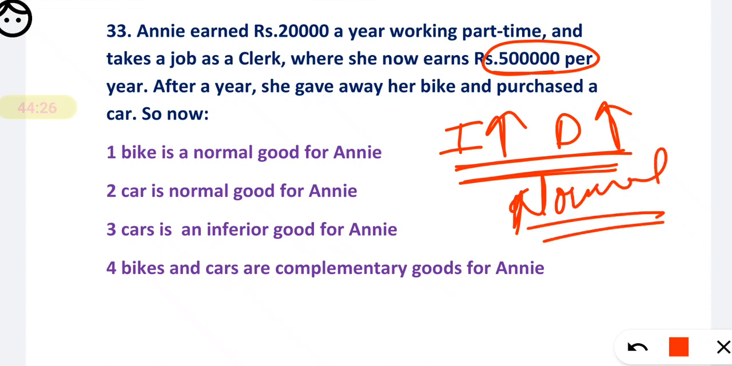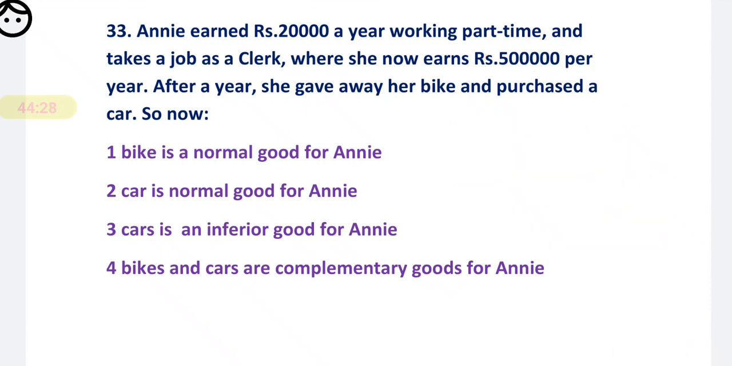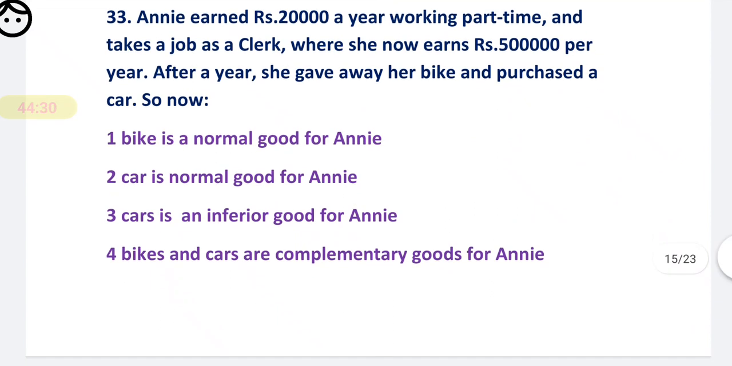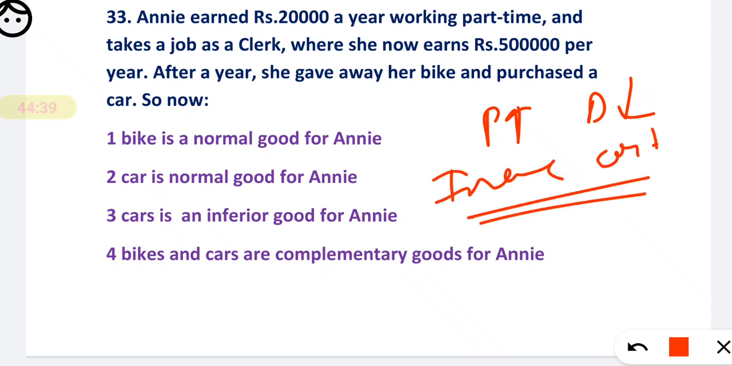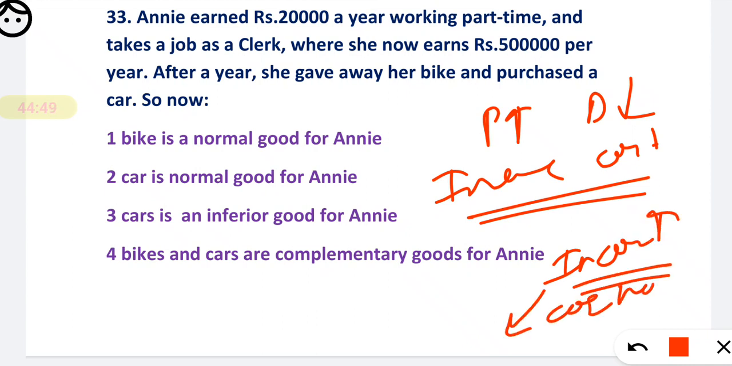Okay, I have told you previously, what is the law of demand? Price increases, then demand decreases, provided income is constant. Those goods are called normal goods. But here in this case, her income has increased, that's why the car will be a normal good to her. Car will be a normal good and the bike will be an inferior good.